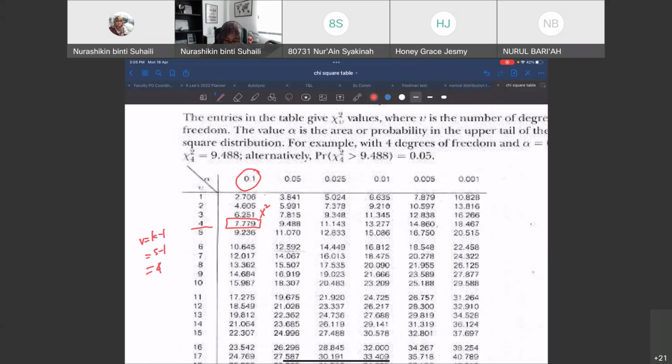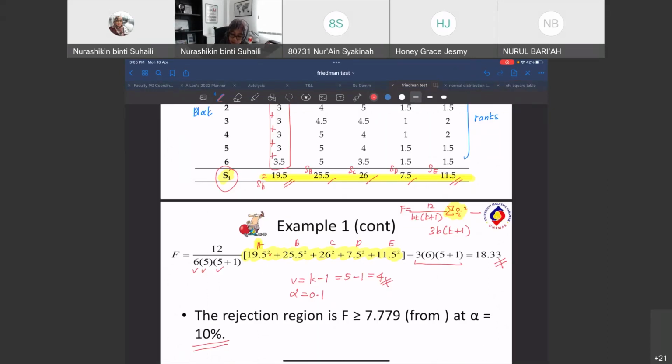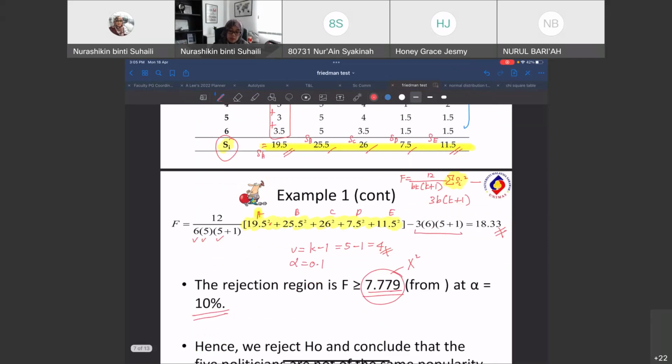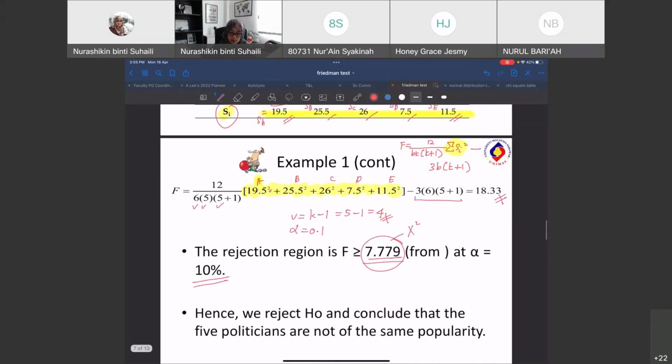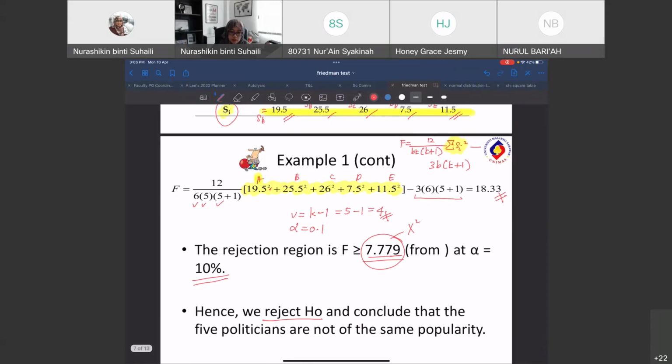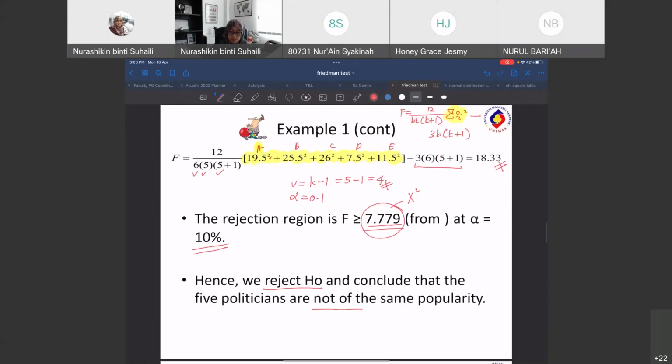So bring this value to our workout just now. Yeah, here. So our chi-square value is this one. Our F is 18.33. So our F value is greater than the chi-square value, which means that we reject the null hypothesis. At this point, we reject the null hypothesis, and you can see that there is a difference in the score of the 5 politicians. It's not the same.